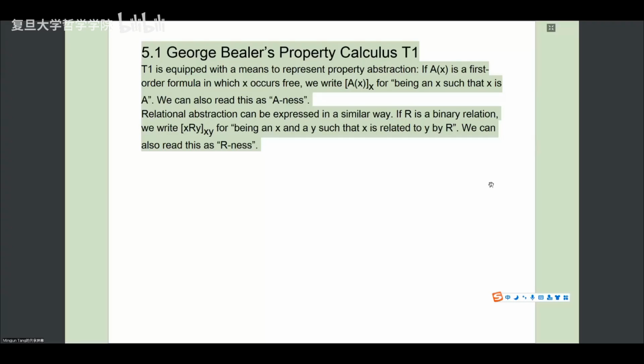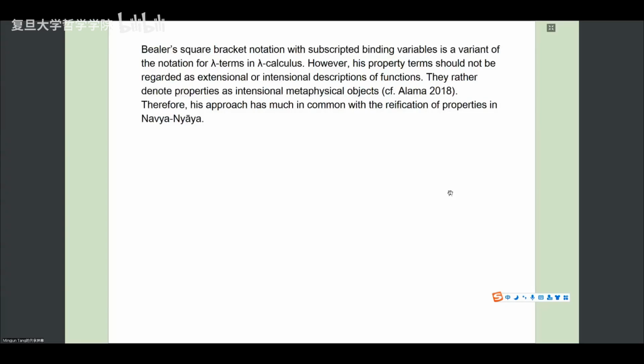Relational abstraction can be expressed in a similar way. If R is a binary relation, we write xRy in square brackets with subscripts x and y for being an x and a y such that x is related to y by R. And we can also read this as R-ness. So we can now formalize something like causeness, effectness, for instance, also things which the Navya-Naiyayikas talk about all the time.